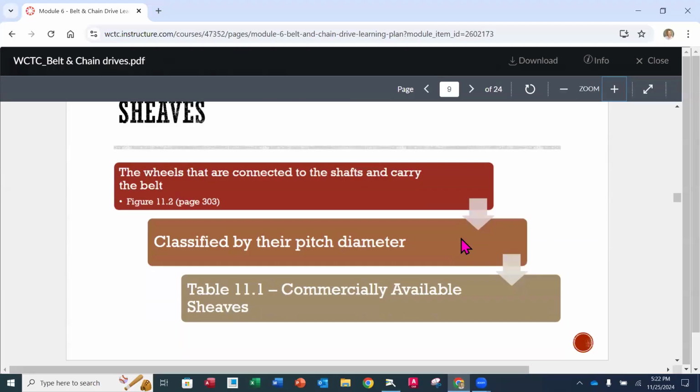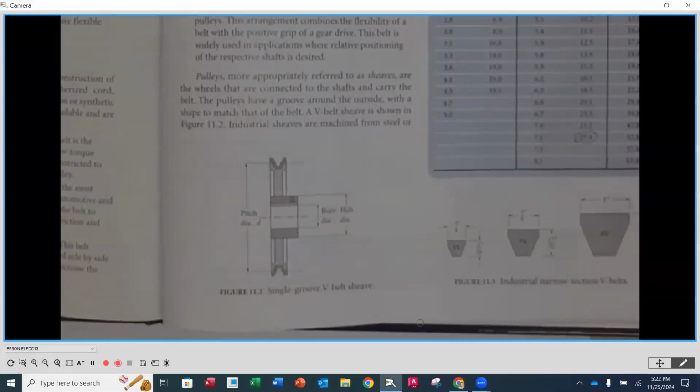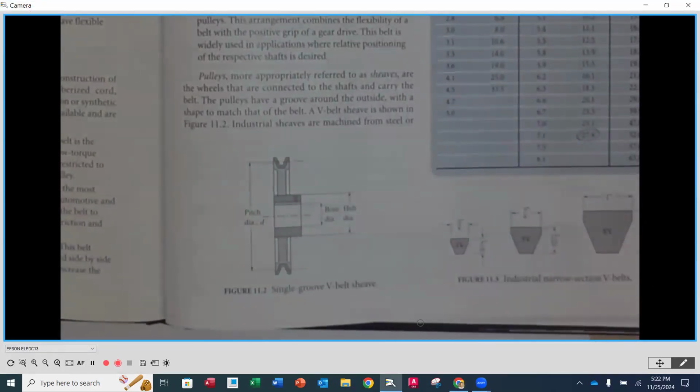Now, shivs are the wheels that are connected to the shafts that carry the belt. So we already looked at that picture at the bottom of the column of a cross section of a belt. They're classified by their pitch diameter, and there are also certain commercially available shivs. If we go back into our book, you're going to notice there is a pitch diameter on a shiv. That pitch diameter is like a gear tooth, where we had the pitch diameter on a gear tooth. It wasn't the top of the tooth, it wasn't the bottom of the tooth, it was in between, and we said that was the effective diameter.